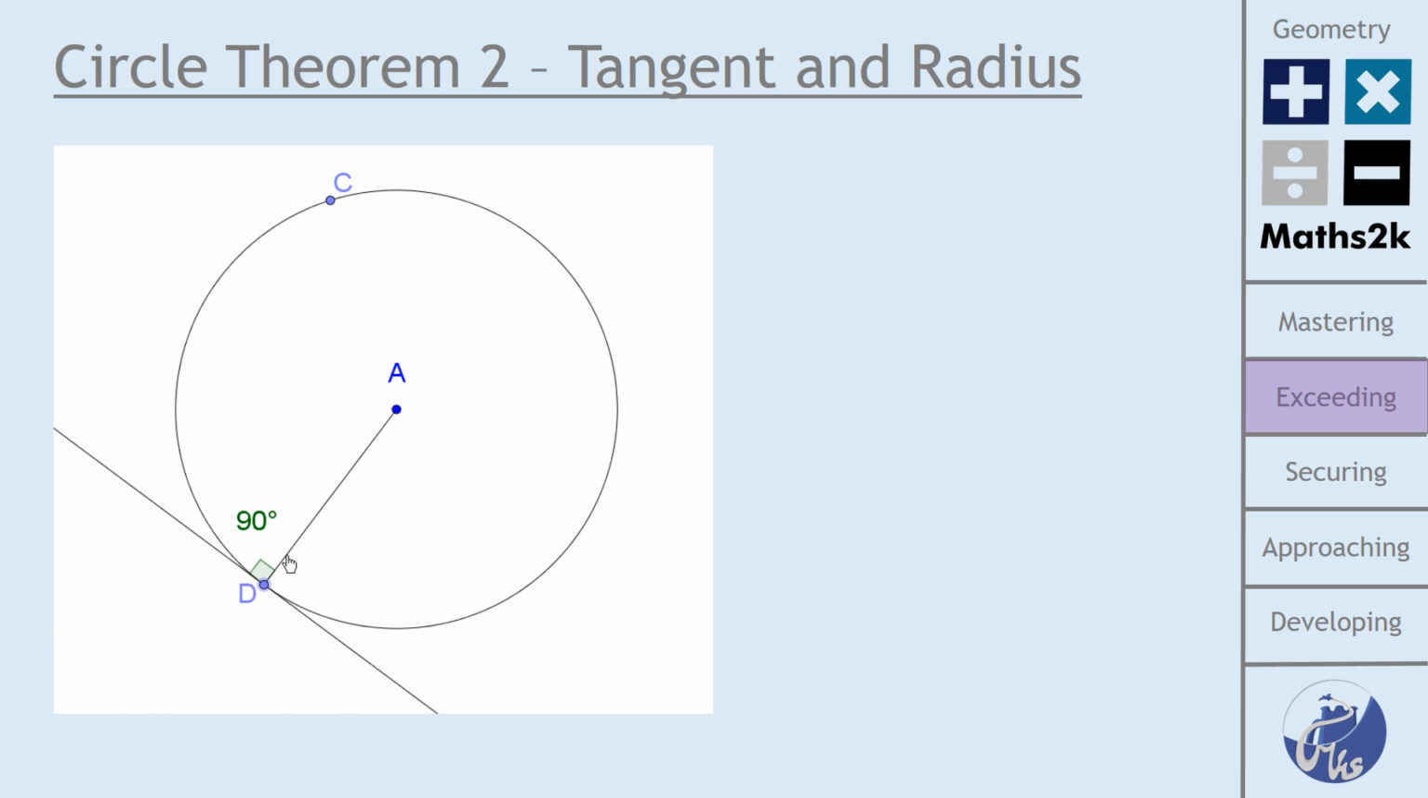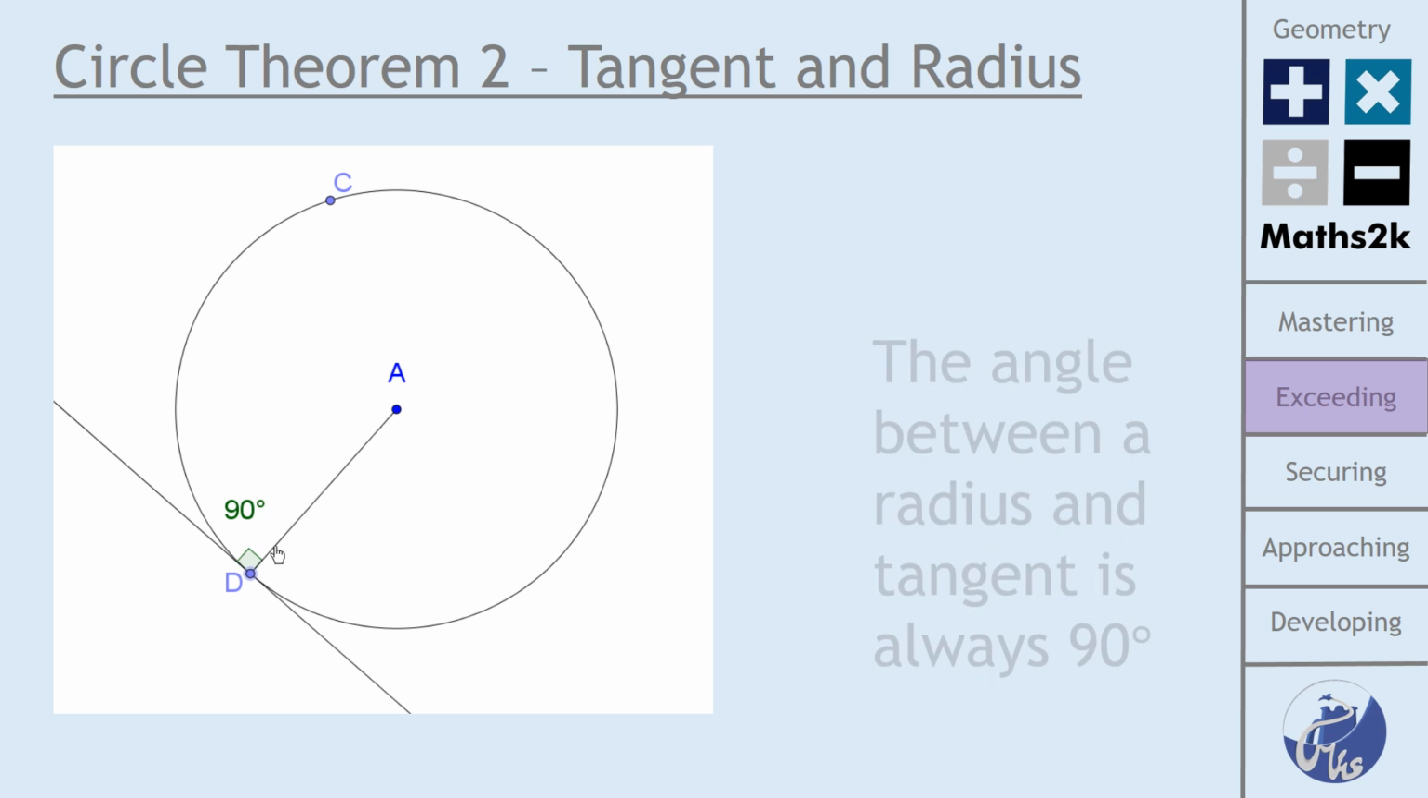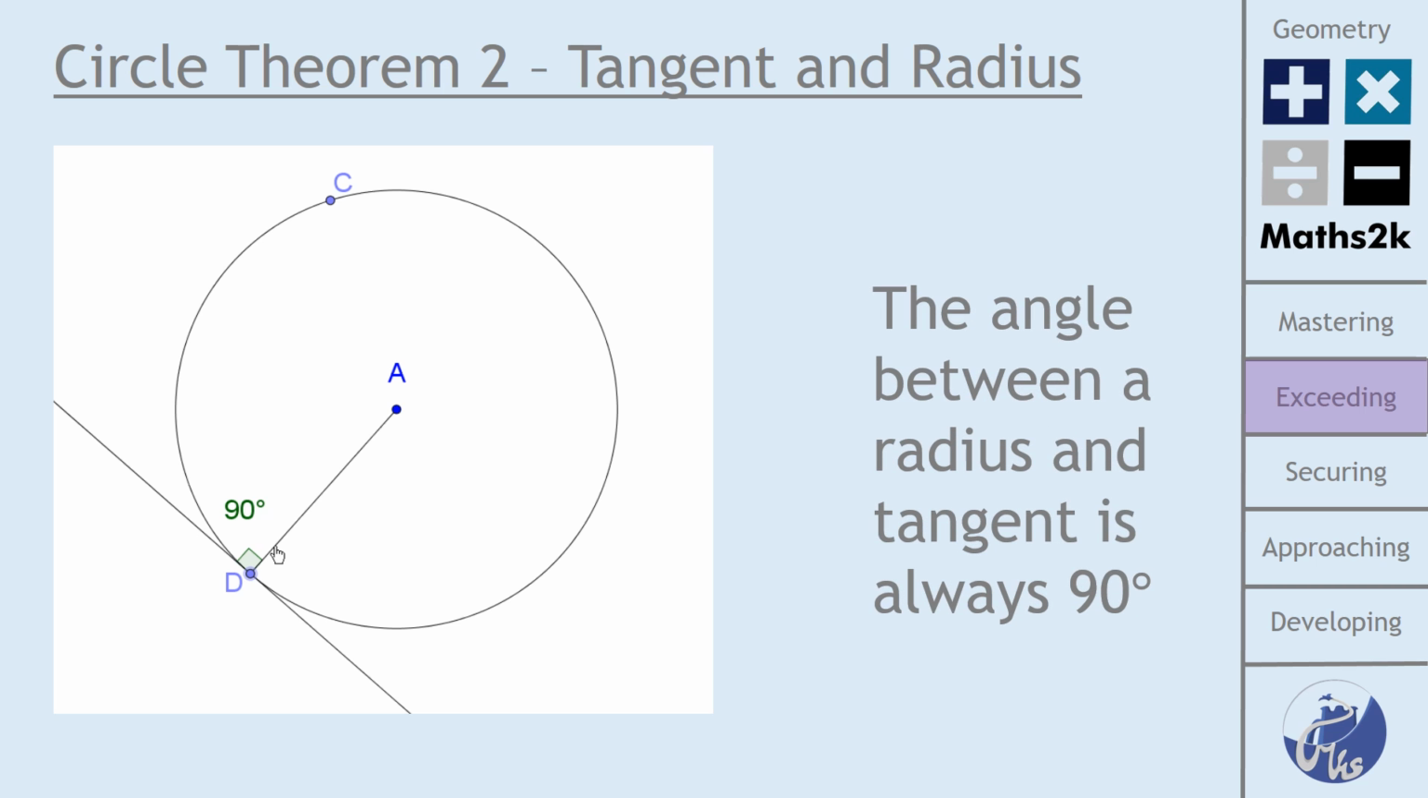And so this brings about another theorem which you need to remember, and that is that the angle between a radius and its tangent is always going to be 90 degrees.